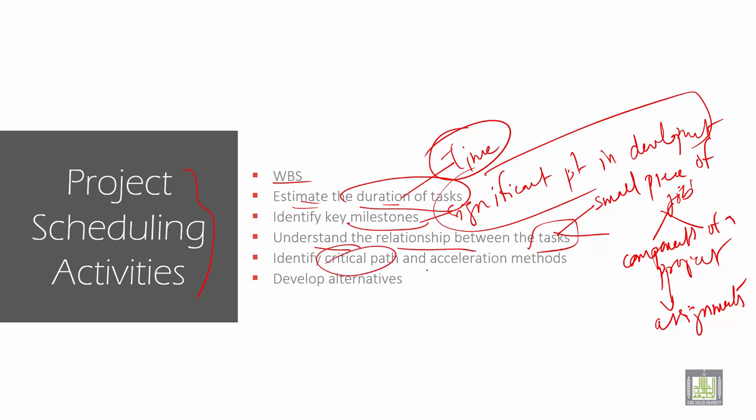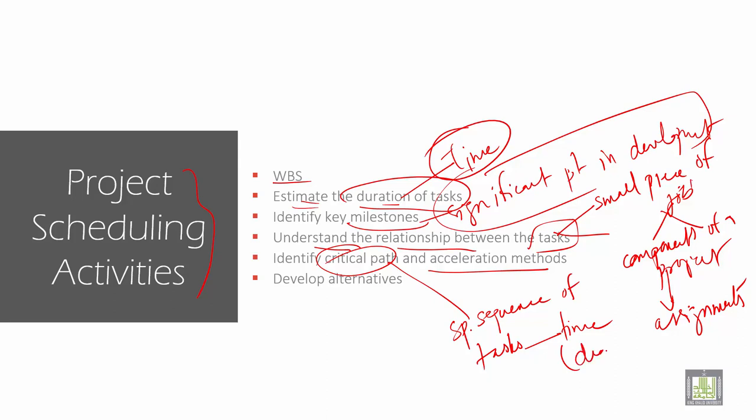Then it identifies the critical path. What is the critical path? It is a specific sequence of tasks that must be completed on time, like a deadline. The critical path can begin only after the previous task is complete. So it should have a start point and an end point.